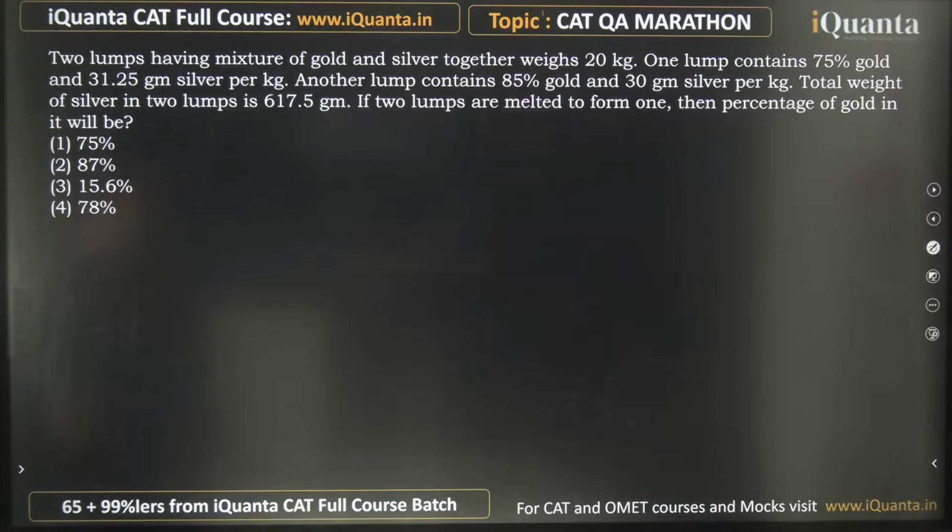Two lumps having mixture of gold and silver together weigh 20 kilograms. One lump contains 75% gold and 31.25 grams silver per kg. Another lump contains 85% gold and 30 grams silver per kg. Total weight of silver in two lumps is 617.5 grams. If two lumps are melted to form one, then percentage of gold in it will be how much?